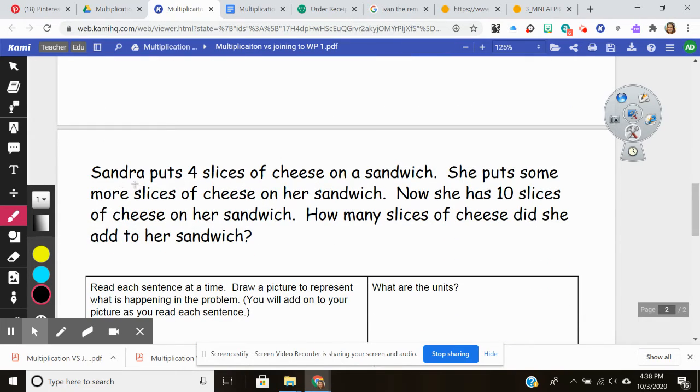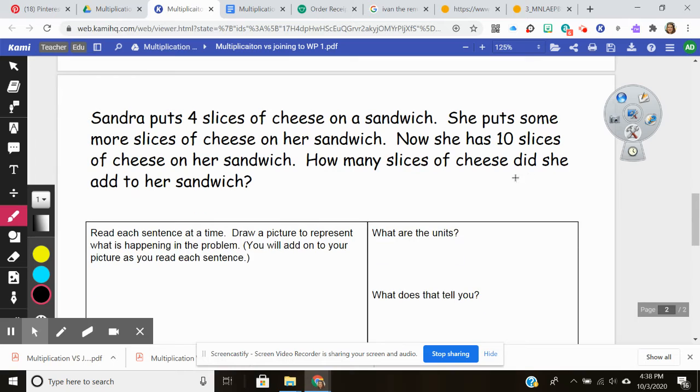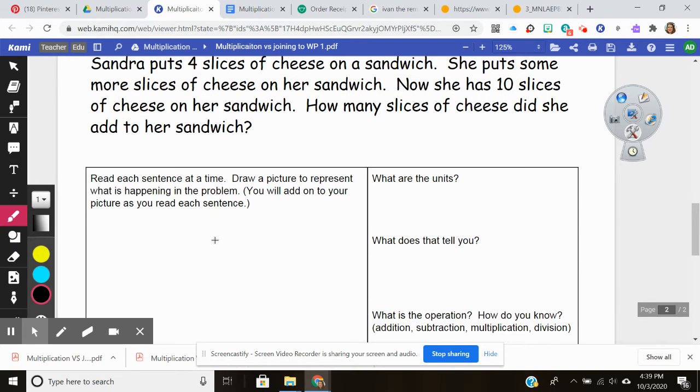The next one says, Sandra puts 4 slices of cheese on a sandwich. She put some more slices of cheese on her sandwich. Now she has 10 slices of cheese on her sandwich. How many slices of cheese did she add to her sandwich? So it's very similar to the first one, but let's read it again, each sentence at a time. Sandra puts 4 slices of cheese on a sandwich. So here's her sandwich. And again, 1, 2, 3, 4.